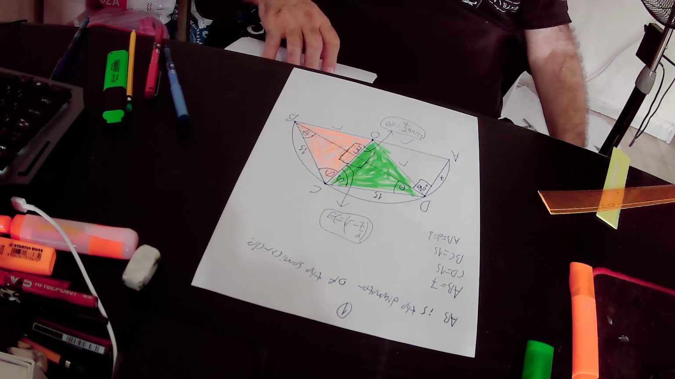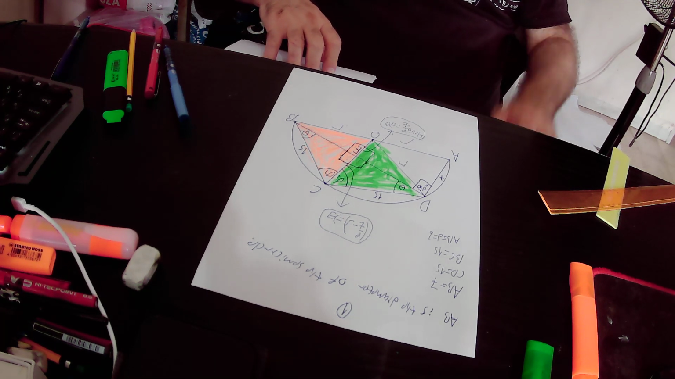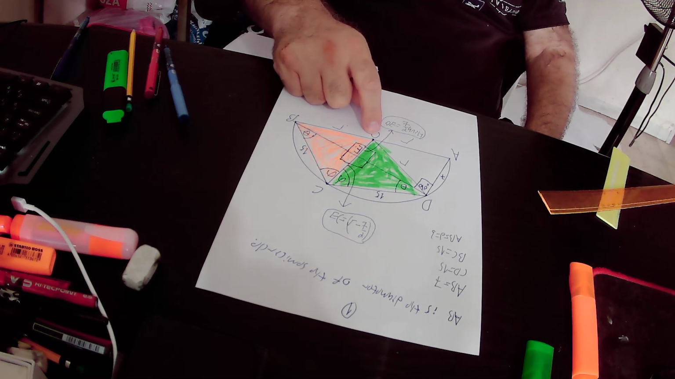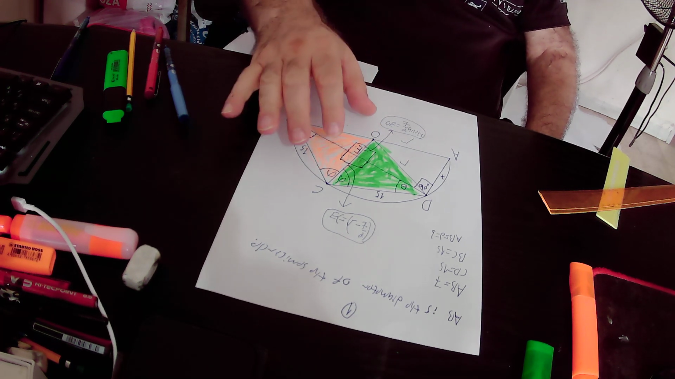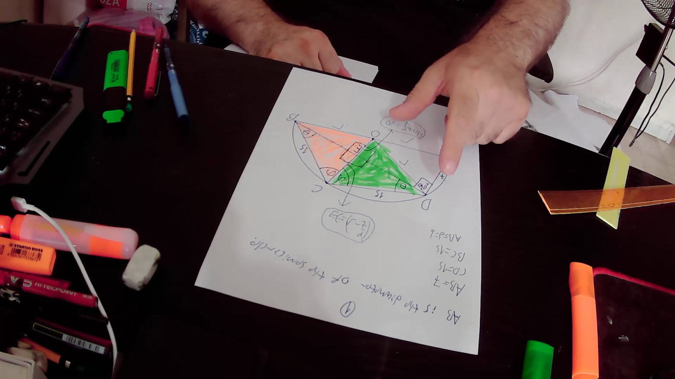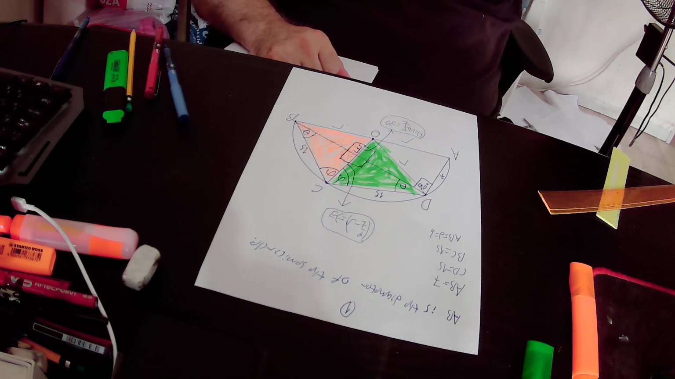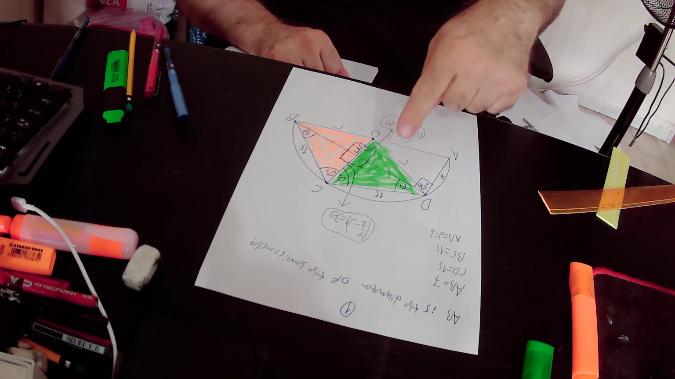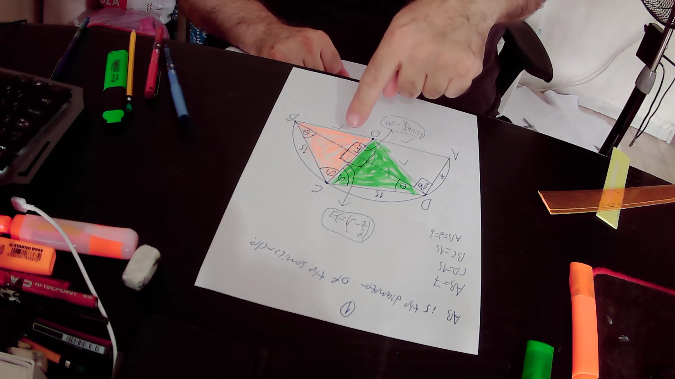Then we defined the center of this semicircle as point O, and then we connected points O and C by a straight line, and we also connected points O and D by a straight line. So then we focused on the green triangle, triangle ODC, and on the orange triangle, triangle OCB.